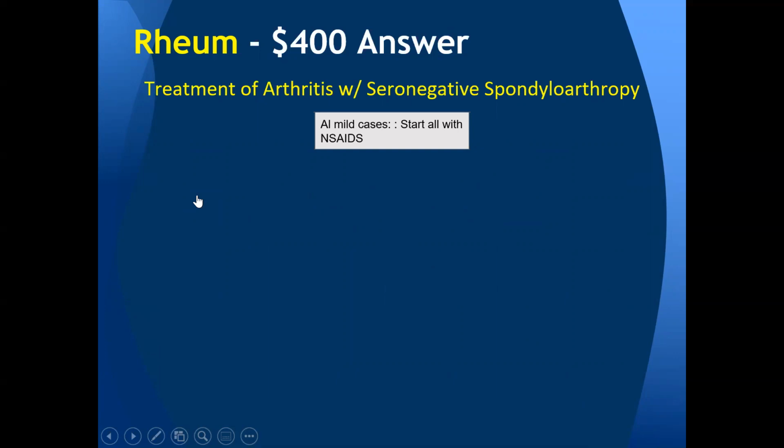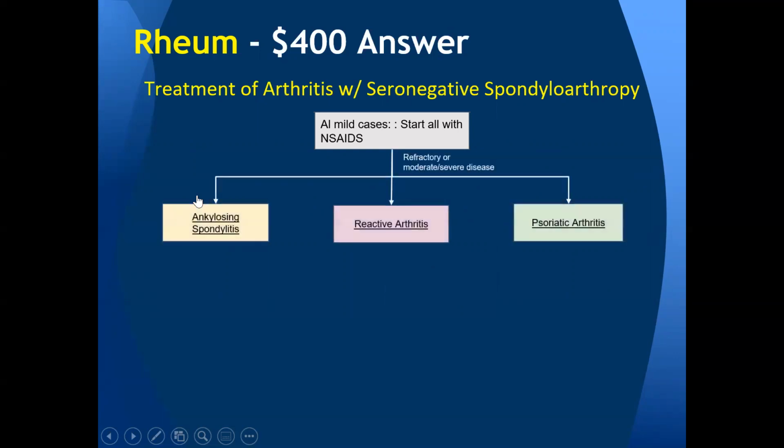You start with NSAIDs. If you have refractory or moderate disease for ankylosing spondylitis, your next line is actually going to be a TNF alpha agent. It's kind of weird because it's something that's backwards. You always think about steroids for autoimmune disease, but really your first go-to with ankylosing spondylitis that's really not doing well with NSAIDs is actually going to be a TNF alpha agent.